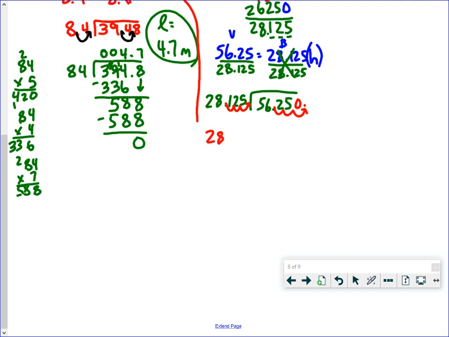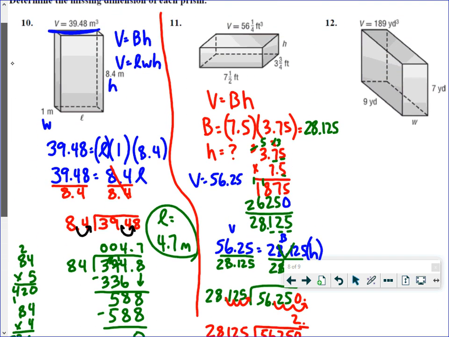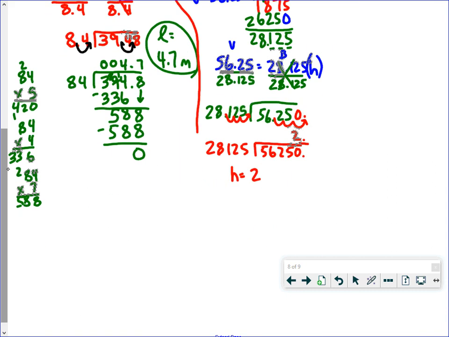So we have 28,125 and we've got 56,250. I sure hope it's divided by 2, or times 2. And it looks like it is. So you can do that mentally. 28 times 2 is 56. 125 times 2 is 250. Thankfully, we didn't have to do any math there. So our answer is 2. Our height is equal to 2 feet. Woo! That could have been really hard division, but it ended up being pretty easy.